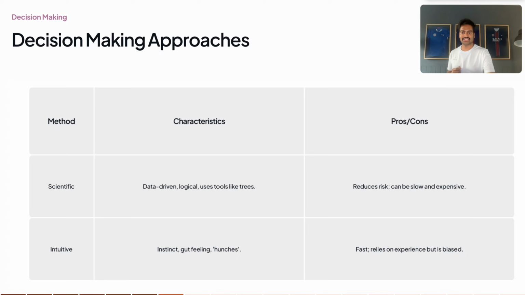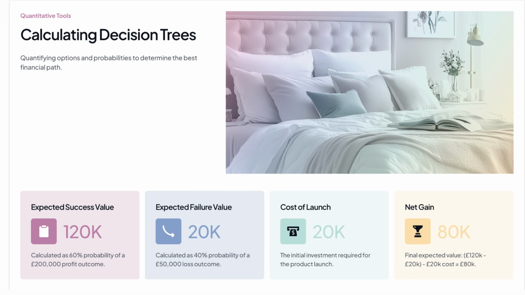Now let's understand quantitative tools which we can use for decision making. The first is a decision tree. Decision trees are a scientific tool that forces you to think about options, probabilities, and outcomes. They look complicated, but the logic is simple, guys.